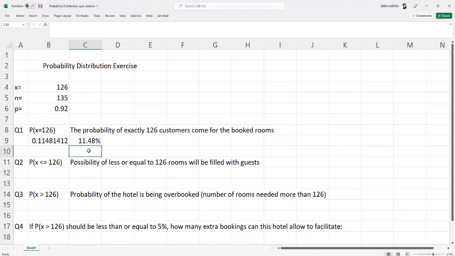Right, so this is 11.48%. So you can still keep track of the formulas that you have. These are the solutions or the results in percentage. Now we're going to look at the next one.